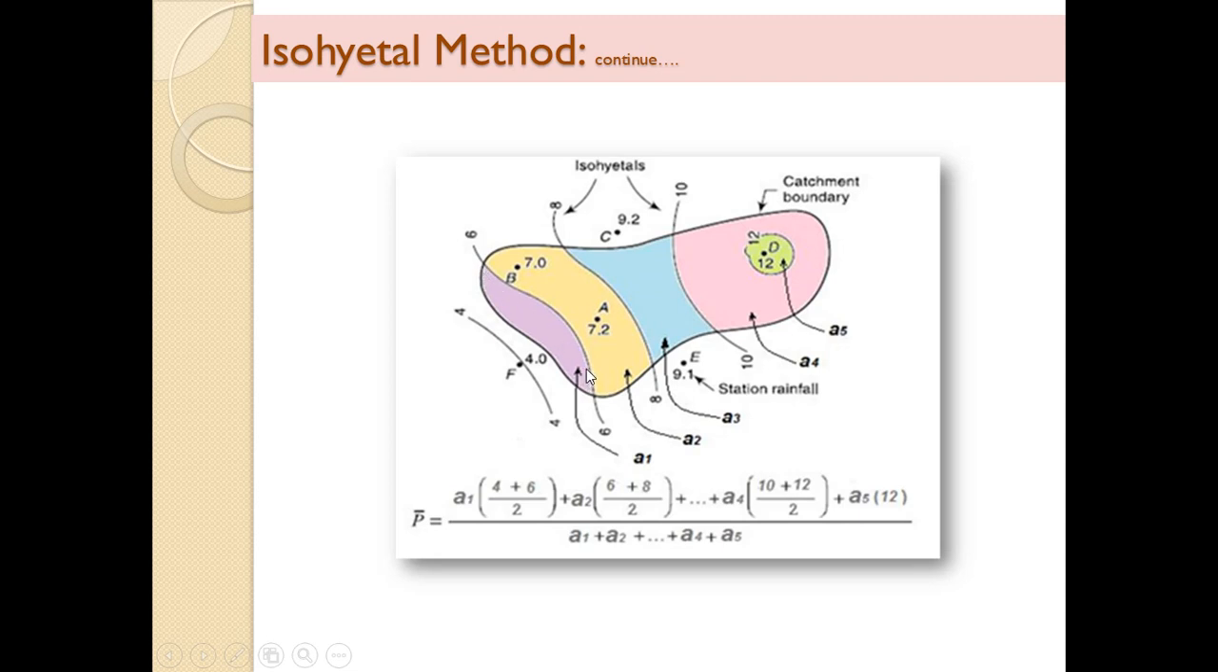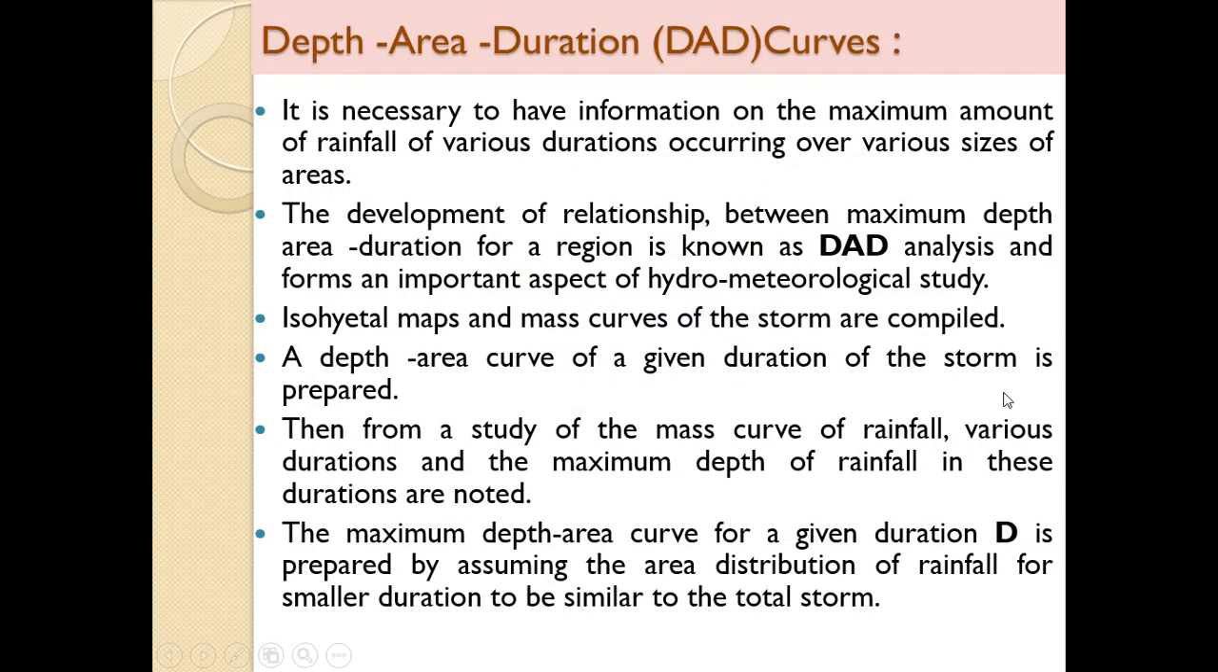This is most important. Hope you have understood it conceptually. This is also a little bit difficult, so read it twice or thrice, then you can very easily understand it. And then divided by the total catchment area. So this is regarding the isohyetal method and the determination of average rainfall over a catchment. Now the next topic is depth area duration curves, also called DAD curves, popularly known as the DAD curve.